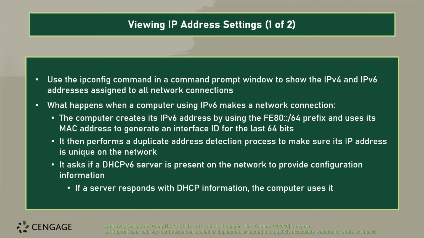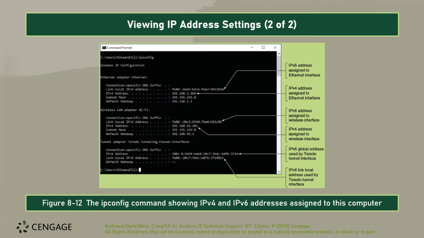It's then going to perform a duplicate address detection process to make sure its IP address is unique on the network. It will check with a DHCPv6 server to see if one is present on the network to provide configuration information, and if such a server responds, then the computer will use it. Here we can see that information being applied in the IPv6 interface towards the bottom. We can see that we have both a link local and standard IPv6 address in the tunnel adapter from Teredo.